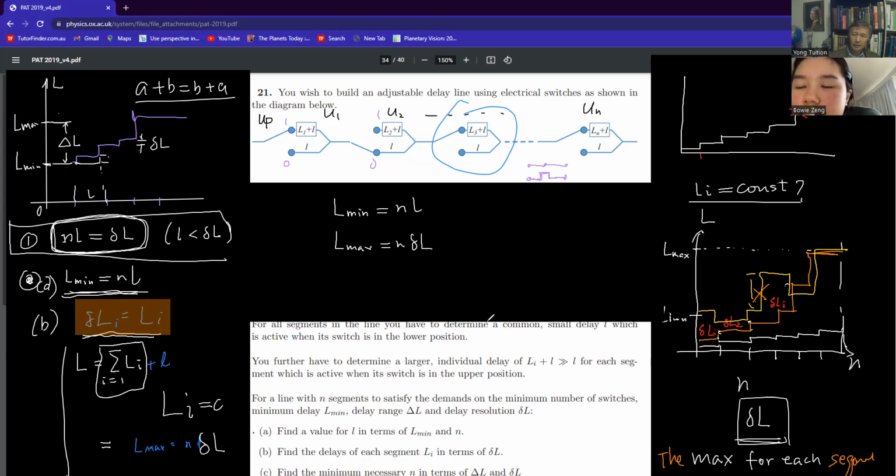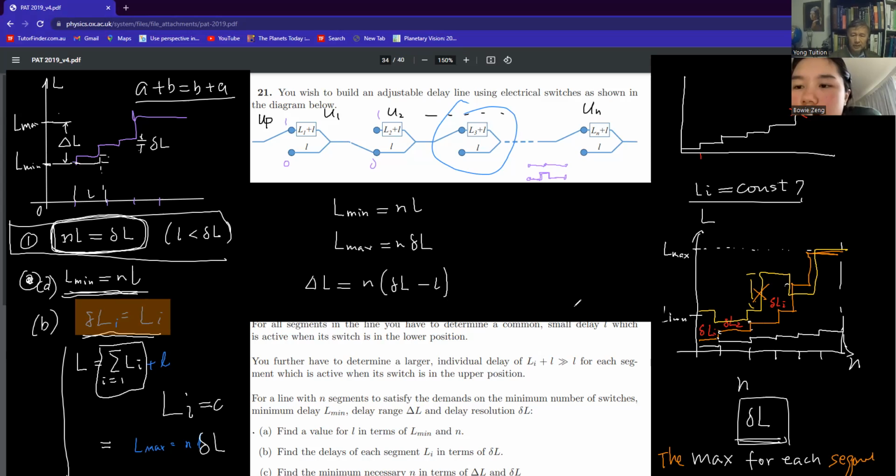Do you agree? These two equations are useful. In addition, delta L is just the difference between these two. Can you see? N equal to, I think delta L is larger. Delta L take L. Do you agree? Yes.